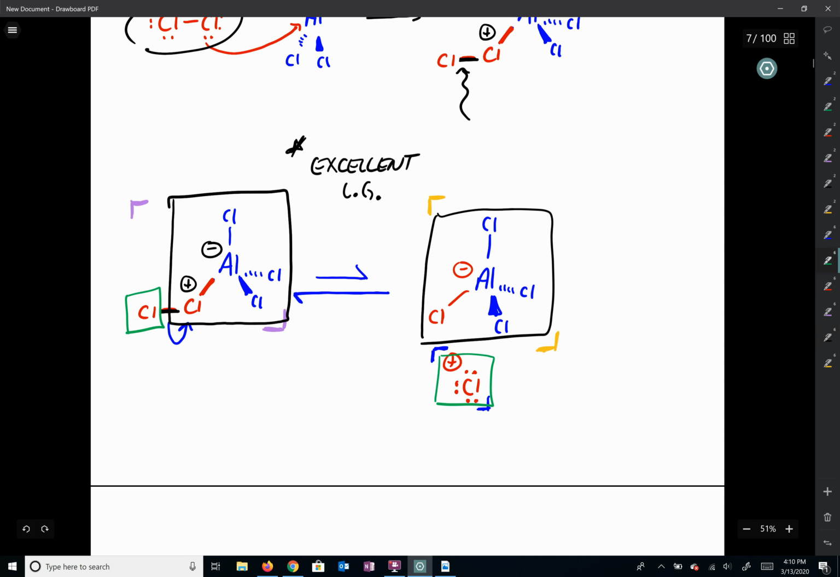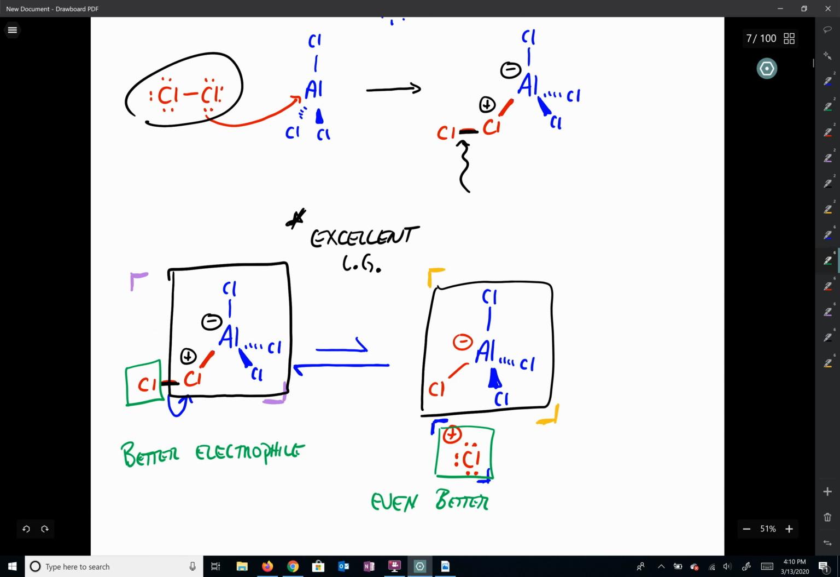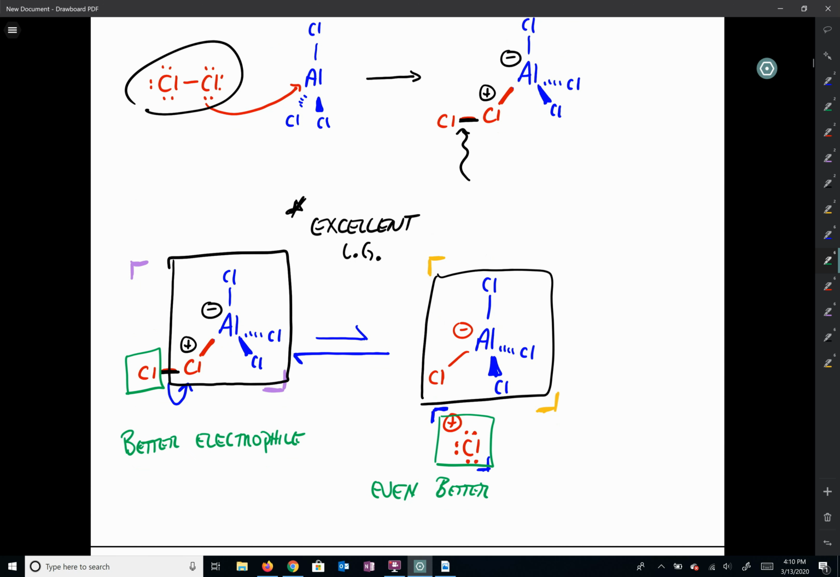Here in green, right? This is a better electrophile. An even better electrophile here, right? So here's the point. Let's simplify this for just a second. By binding the chlorine to the Lewis acid in the first step, we generate a better electrophile, with the potential of making an even better electrophile by making a good leaving group along the way.